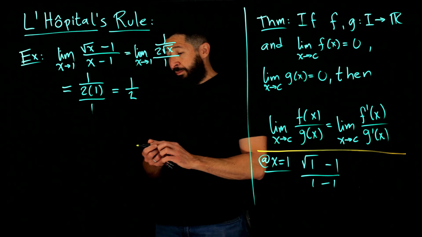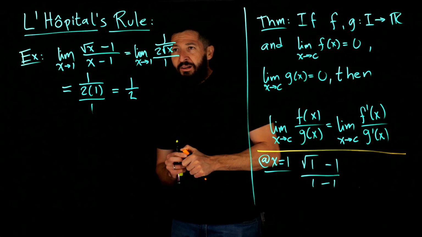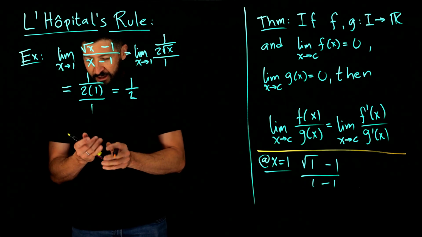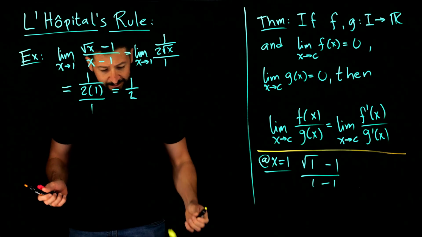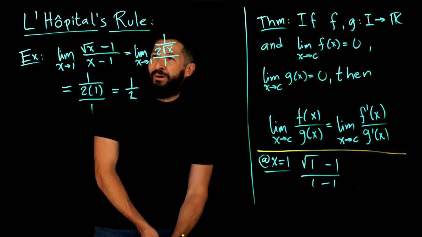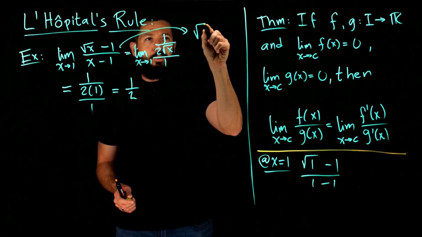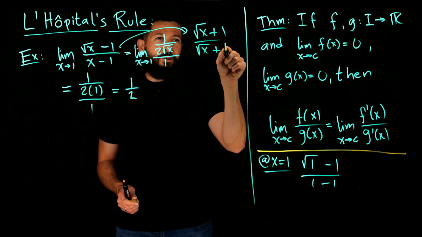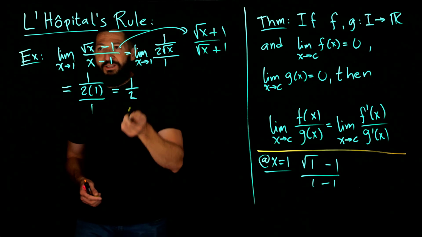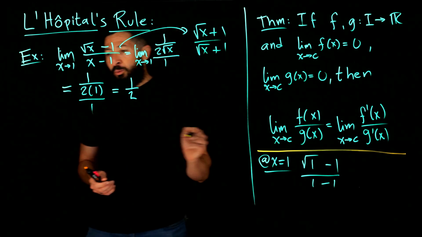Remember, how did we do it back at the beginning of the semester, or actually in Calc 1, depending on which class you're in? Well, the way we did it is by multiplying both sides of this by the square root of x plus 1 over the square root of x plus 1. Then we would do all the algebra and end up with the same limit. So L'Hopital's rule is a lot faster. Let's do one more.